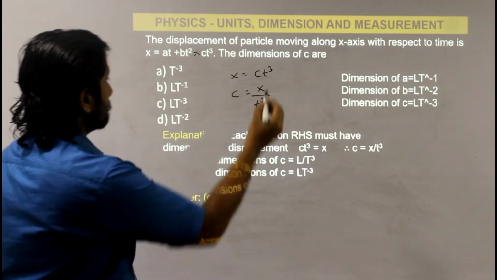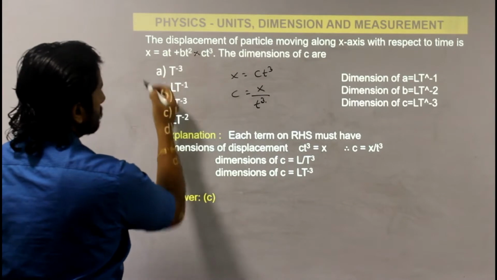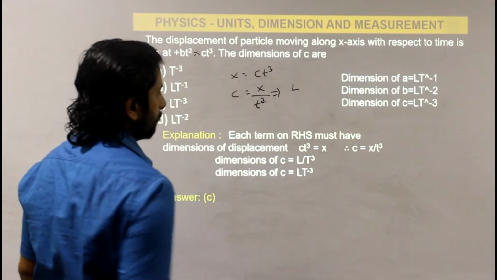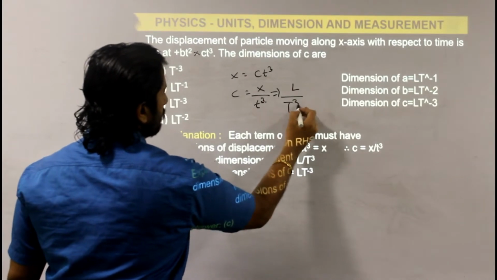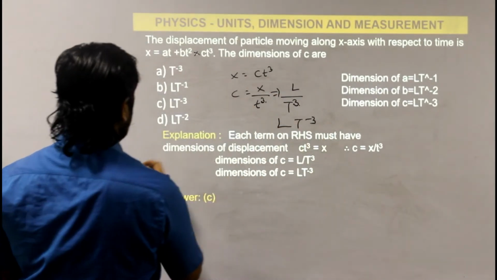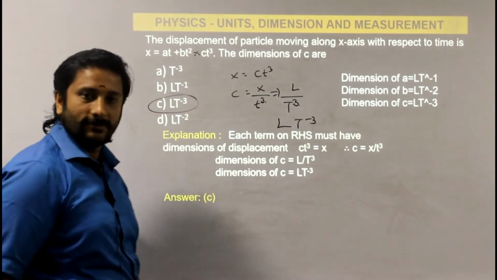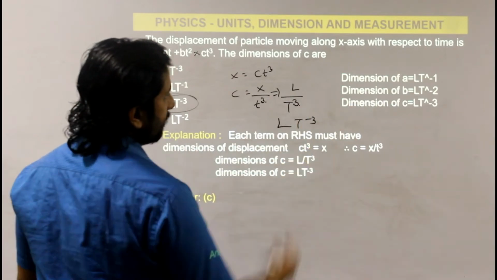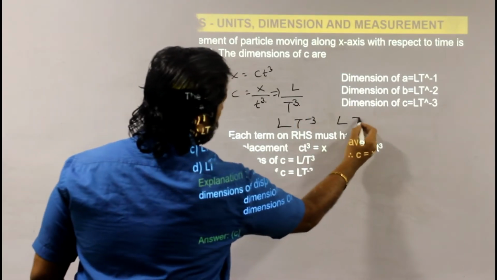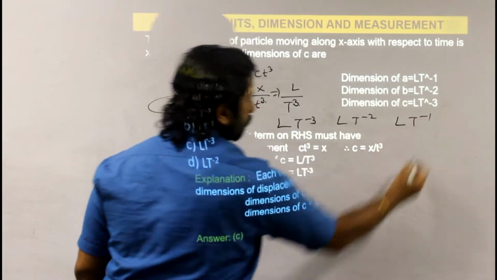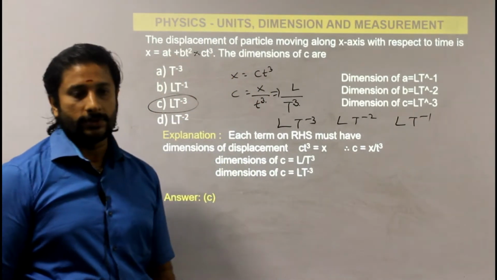Since it's a movement, that is a length. I should have length divided by t cube. So L t power minus 3, obviously, is the answer for C. This is how you need to calculate. If they're asking dimension of B, it's L t power minus 2, dimension of A, L t power minus 1. This is how you need to solve it.